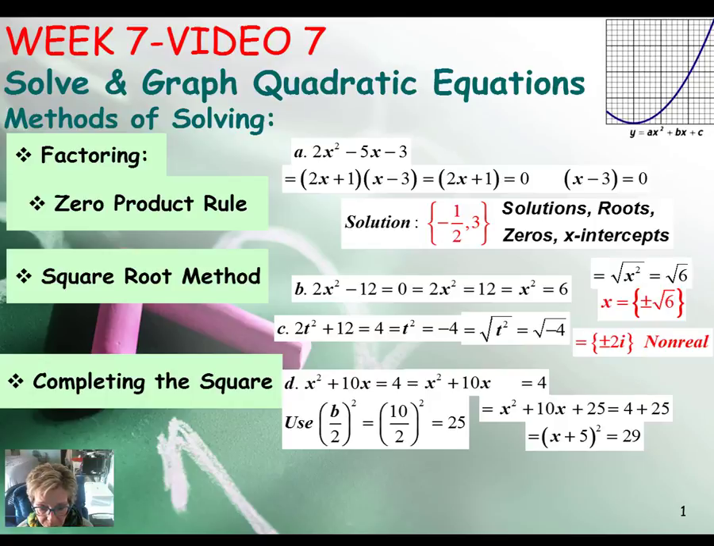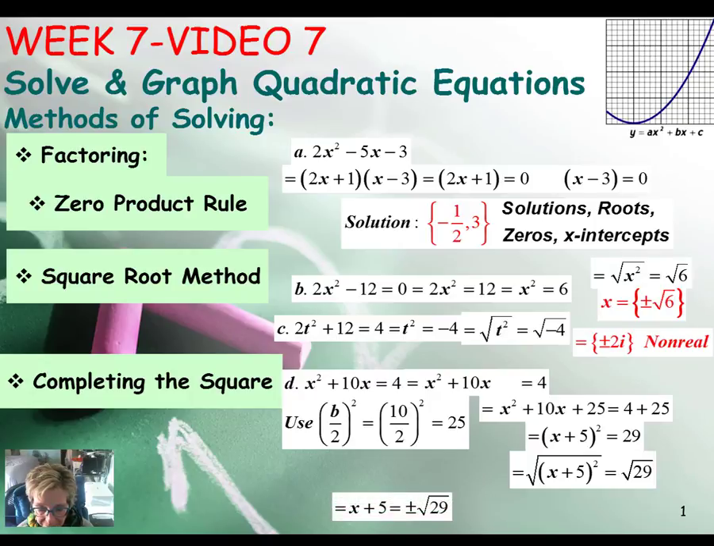I'm going to take the square root of both sides, and remember that when you take the square root, you want both the principal and the negative square root. So now I have the quantity of x plus 5, because the square root canceled out the square, equals plus or minus the square root of 29. Subtract 5 from both sides, and my solutions, or roots, or zeros, or x-intercepts are negative 5 plus or minus the square root of 29.